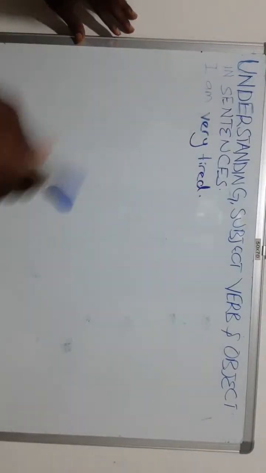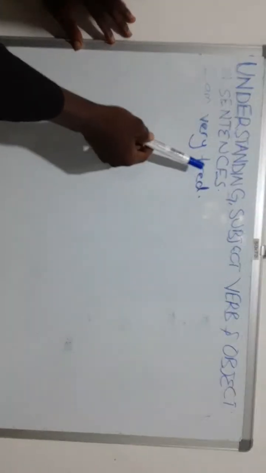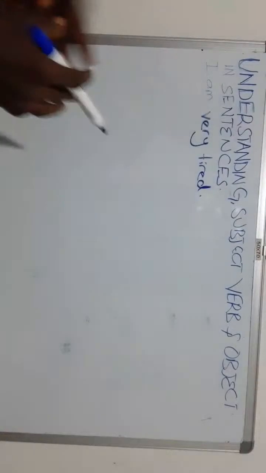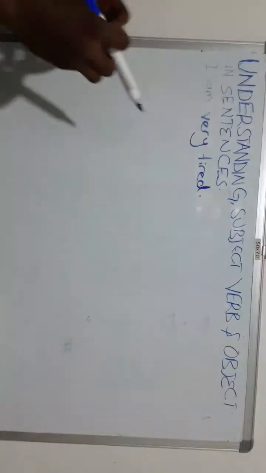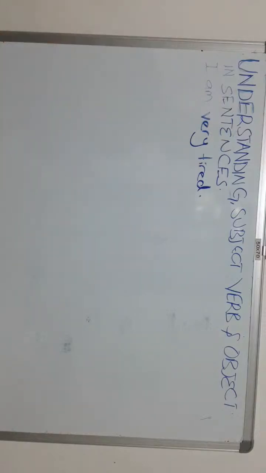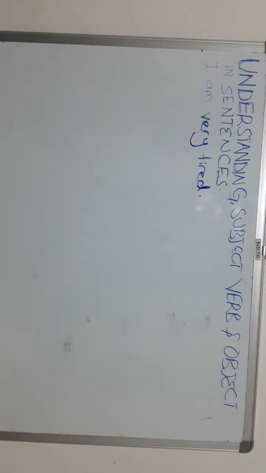It comprises of, what do I mean by words? Words is 1, 2, 3, 4. So this sentence comprises of 1, 2, 3, 4. It comprises of 4 words. So a word is like an English noun or pronoun in a sentence. So a sentence comprises of words that make complete sense.